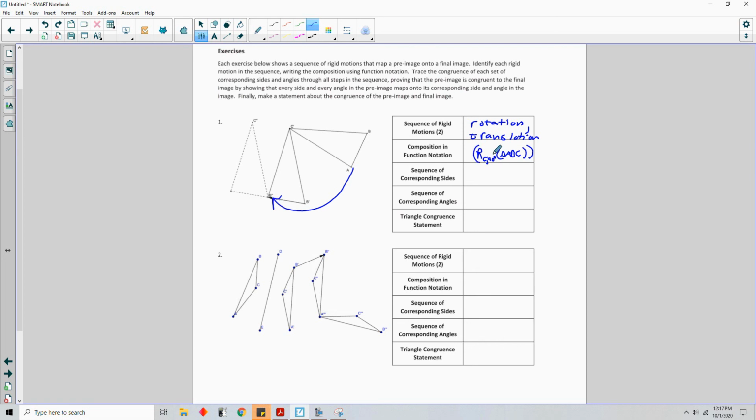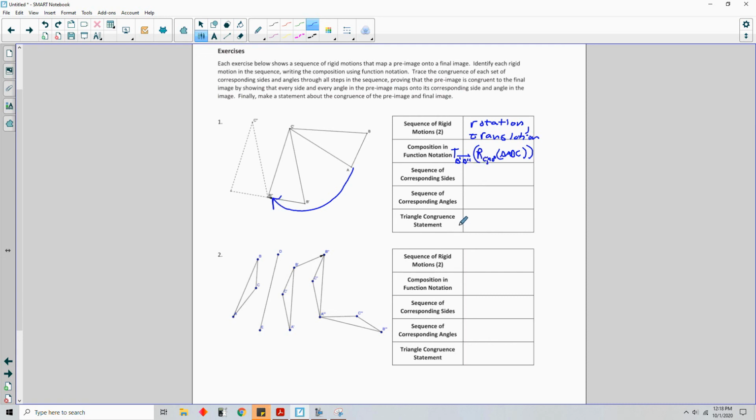But then what did we do? Then it got a translation of vector B prime B double prime. So to say that, we put T, translation, and we do B prime B double prime with an arrow over top. So it's a translation of B prime B double prime after rotating it about C, negative 90 degrees, the triangle ABC.